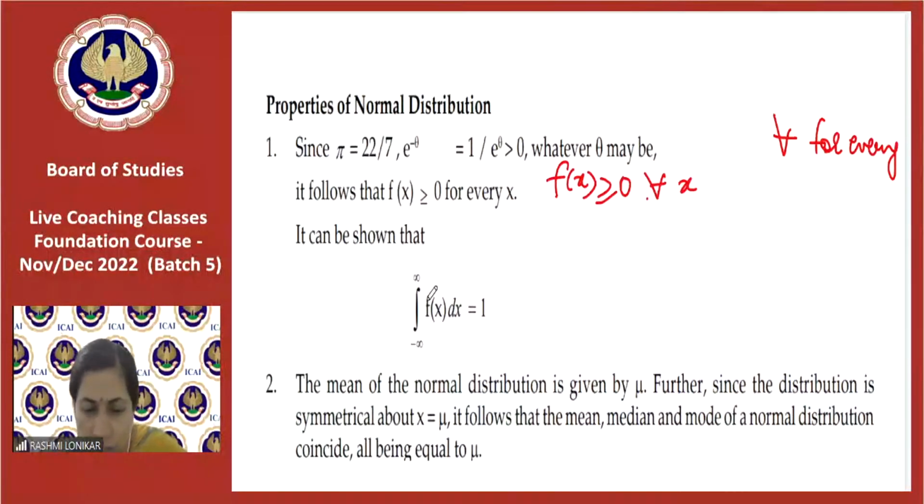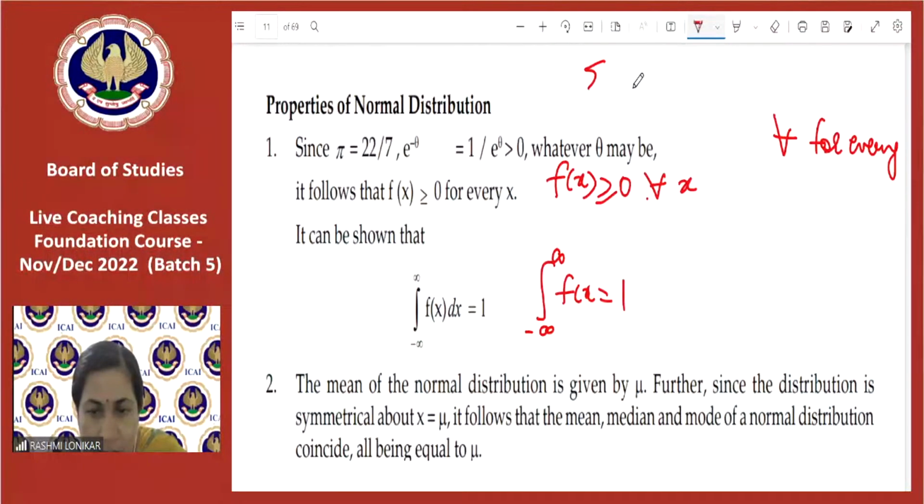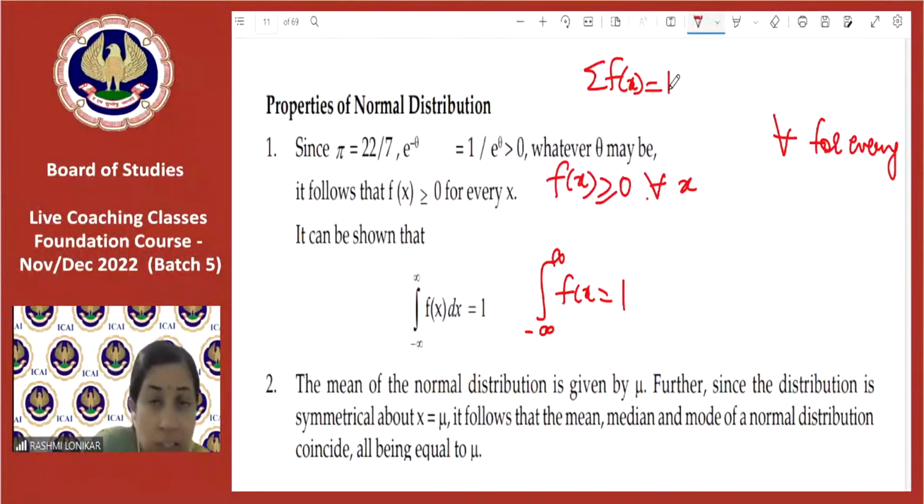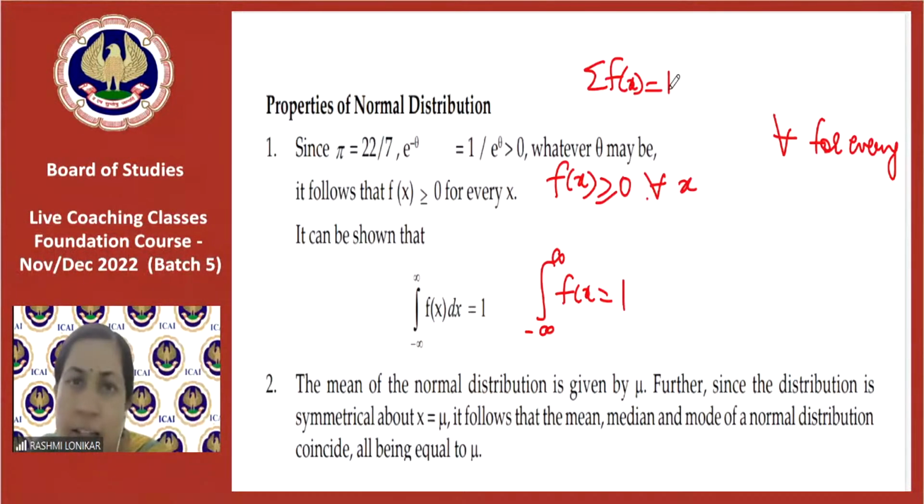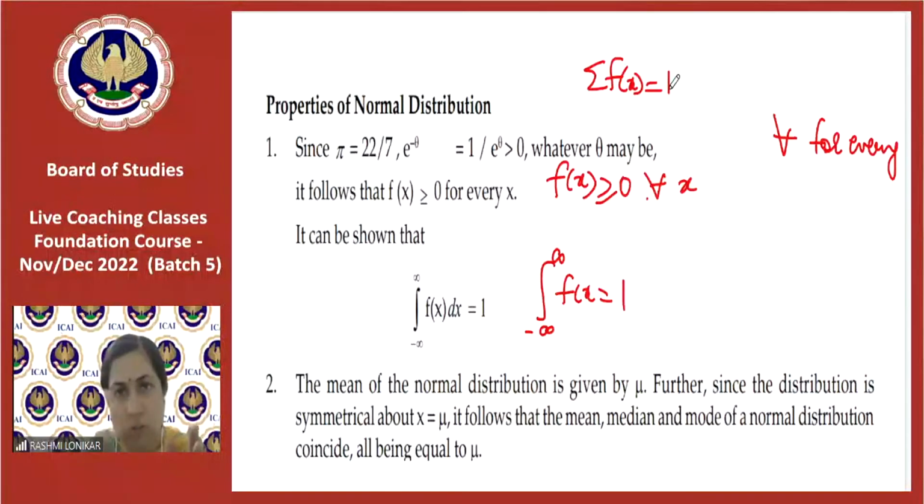Also, when I add all these probabilities going from minus infinity to plus infinity, f(x) is always equal to 1. Remember, in binomial and Poisson we wrote summation f(x) is equal to 1 because it was discrete, so we calculated for each value and then added it, and that came to 1. Here we have a continuous variable, so I will have to find the integration. Integration adds small pieces together to form the whole structure. So the integral from minus infinity to plus infinity of f(x) is equal to 1.